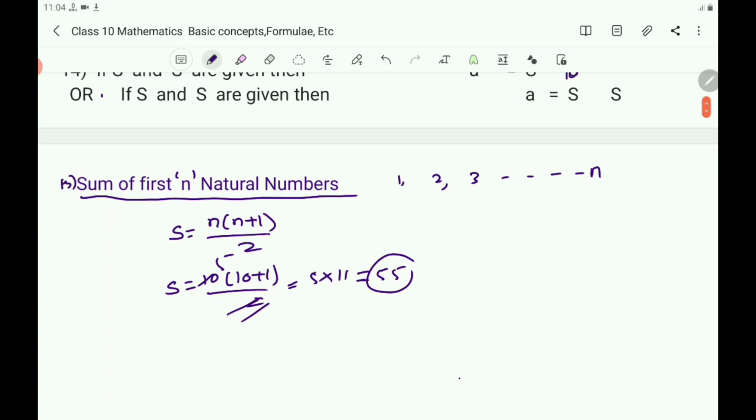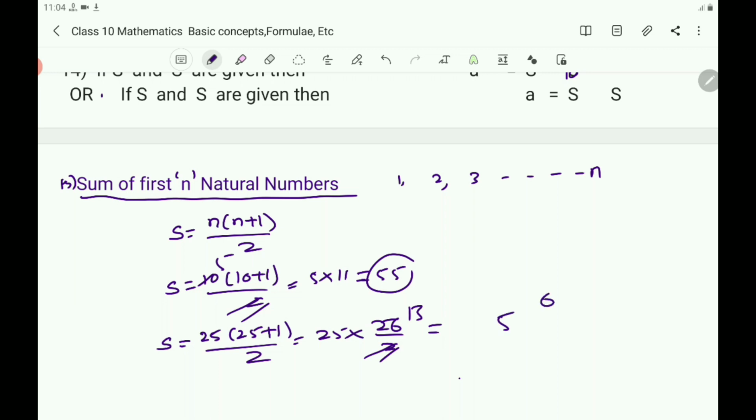Similarly, if there is a question to find the sum of first 25 natural numbers, then S becomes 25 into 25 plus 1 by 2. That is 25 into 26 by 2. 2 ones are 2, 13 fives are 65, 13 twos are 26, 65 plus 260 is 325. So you got 325.